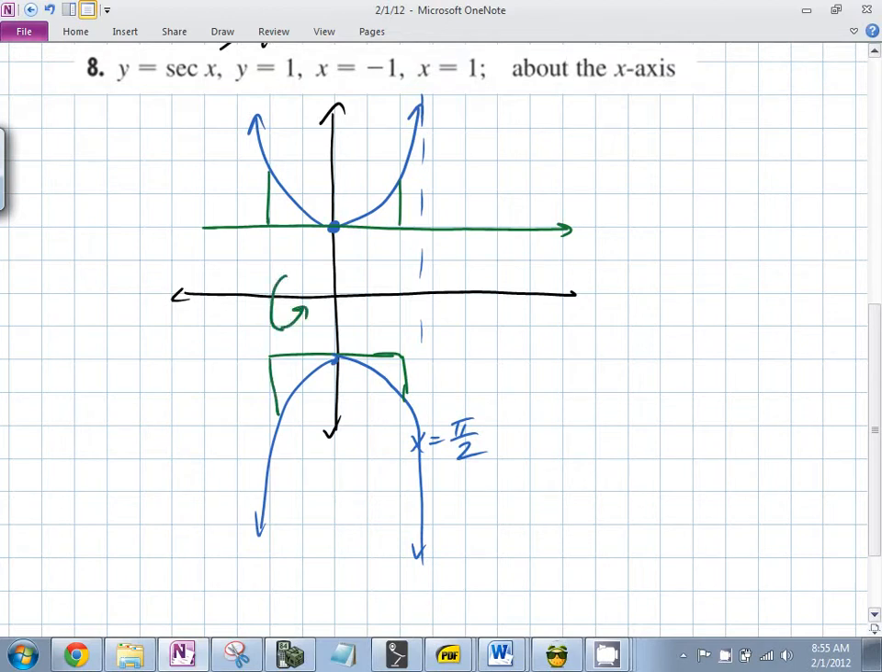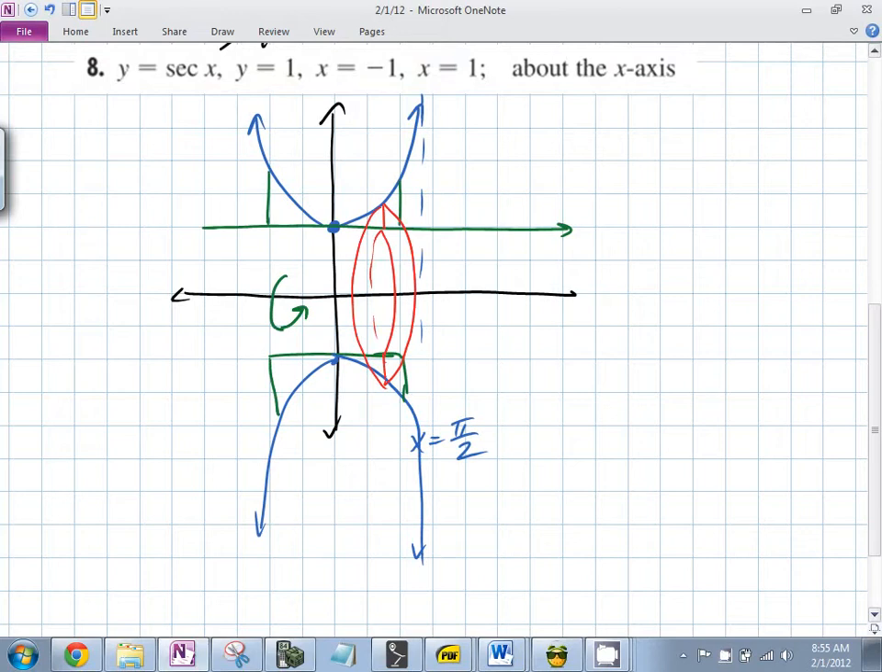So you have to draw one of the slices. You draw one of the slices. So it's going to be here and here. So you have this. It's rotating around the x-axis. Do you see that now?